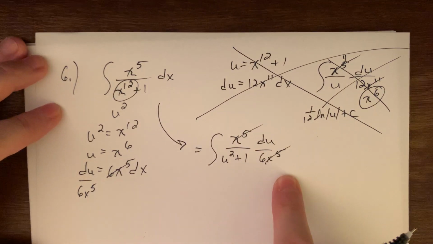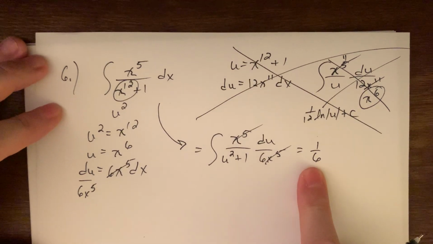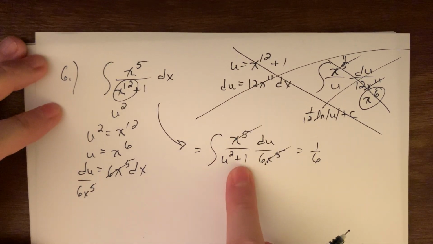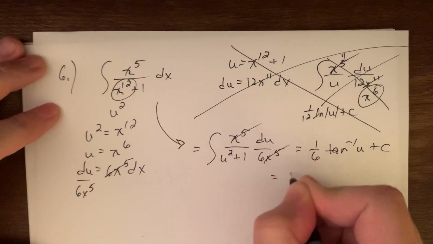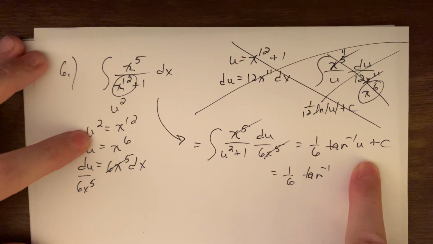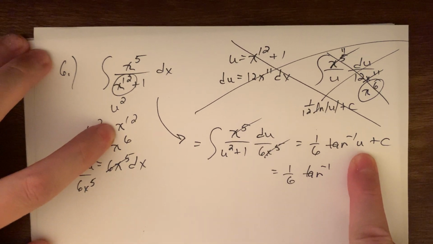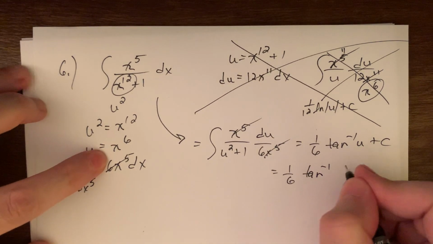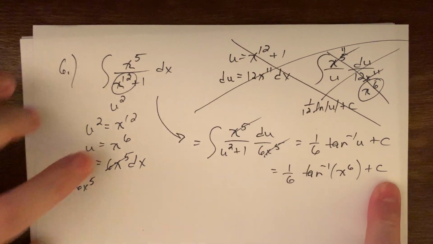Those x's did cancel. Don't let that 6 bother you. That's a 1 over 6 out in front. 1 over u squared plus 1 is inverse tan of u. And again, just at the end, don't accidentally make that inverse tan of u squared. When you back substitute, don't plug in the x to the 12th. That's u squared. u is just x to the 6.